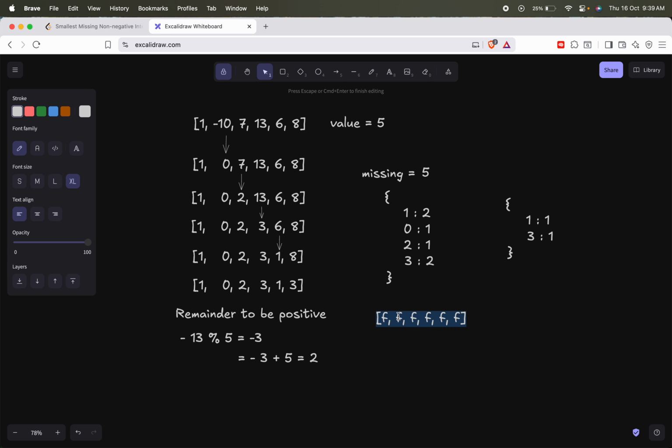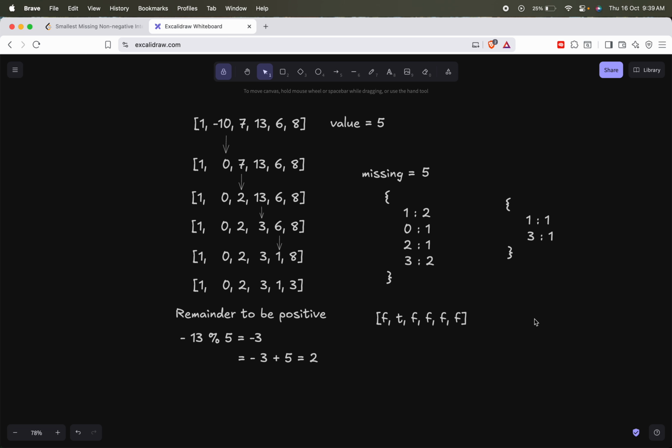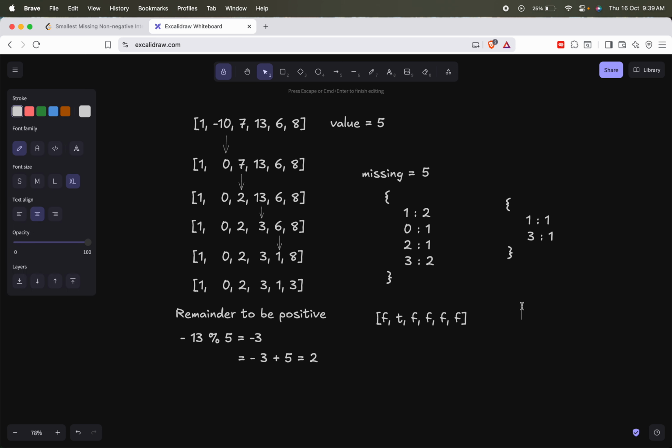So 1 exists in the array twice. That means there are 2 numbers. 1 can exist as 1, or it can also exist as 1 plus the value. So all the numbers, if you see, are frequency times the value.